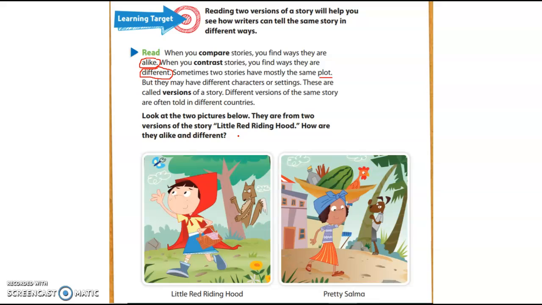And the rest of this week and next week, we're really going to be focusing on identifying the central message of stories that are the same but different, and comparing and contrasting them.